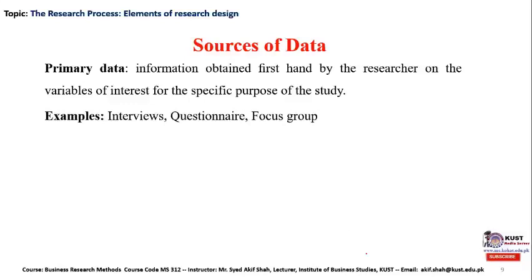What is primary data gathering? Primary data, as the name states, is information obtained first-hand by the researcher on the variable of interest for the specific purpose of the study. For example, the researcher takes structured or unstructured interviews from the subjects. The researcher can administer a questionnaire using open-ended questions as well as closed-ended questions. Besides this, the researcher can also utilize the focus group technique to ask related questions with the help of an interview or questionnaire from the specific group of study who could answer about the variable of prime interest in a better way.